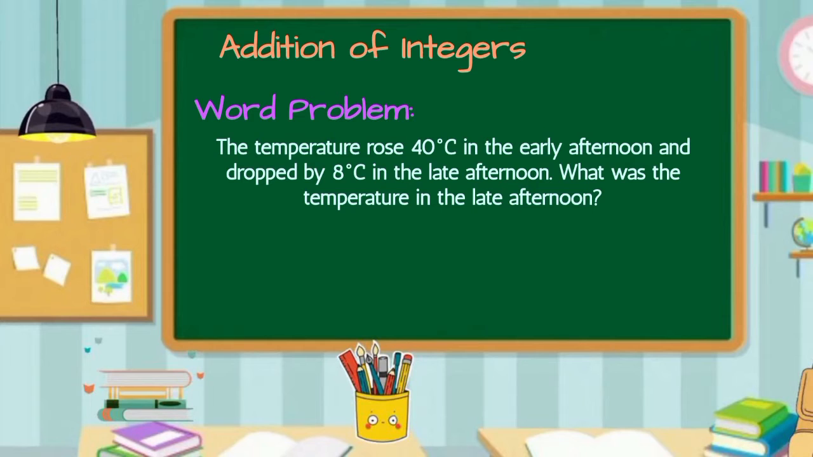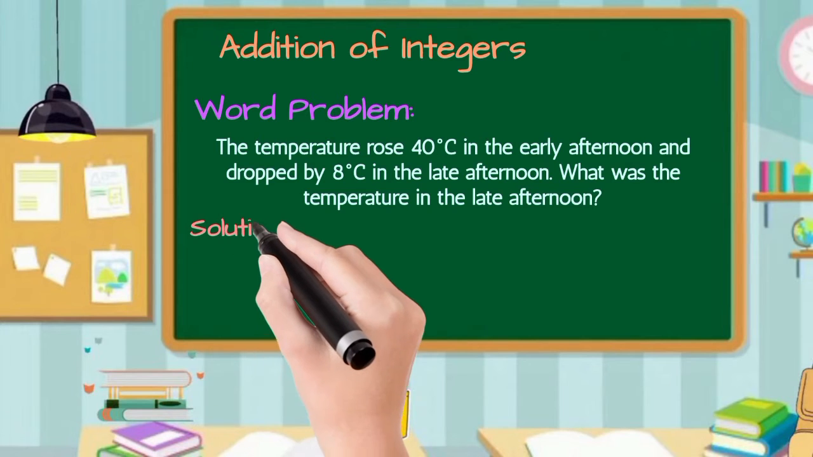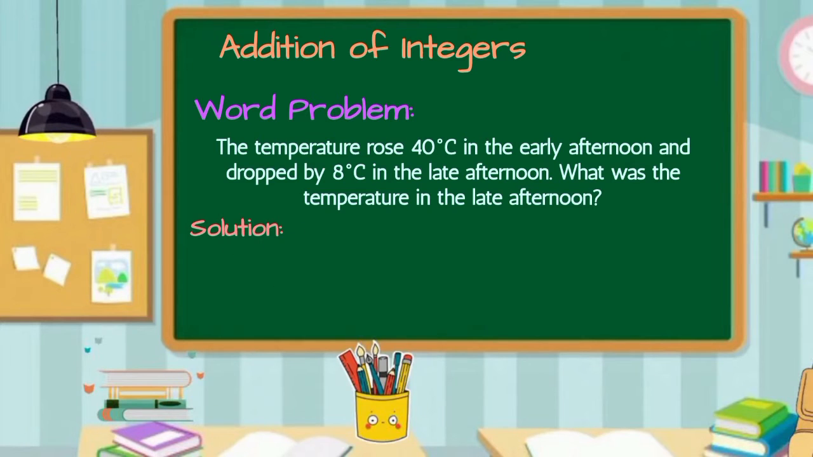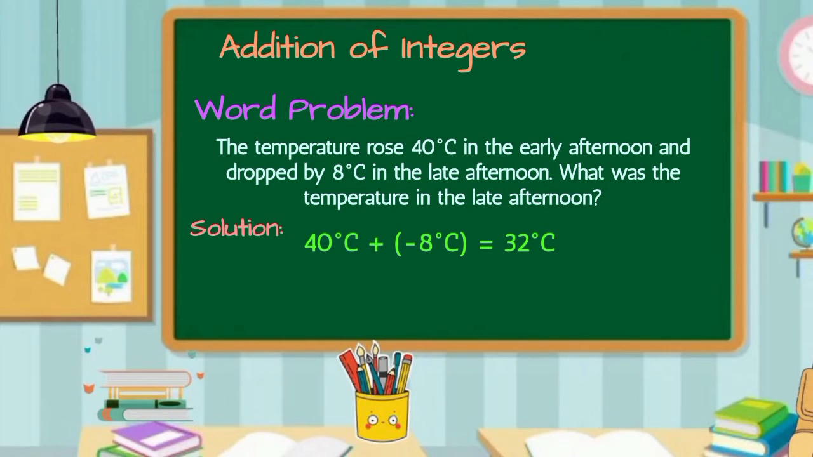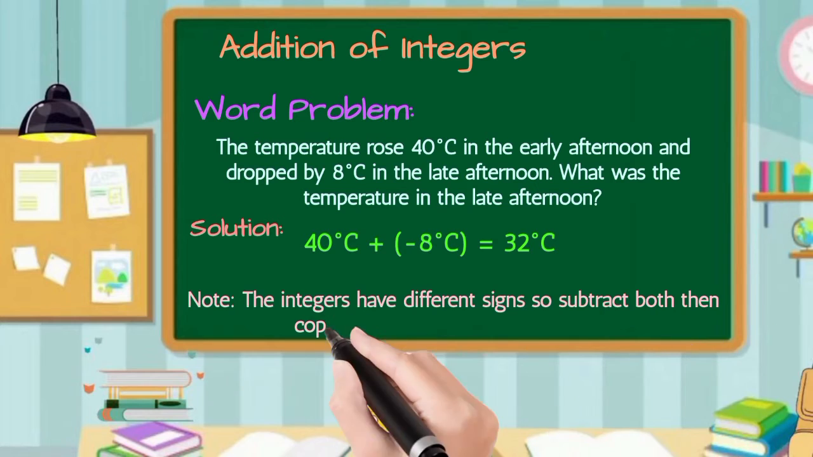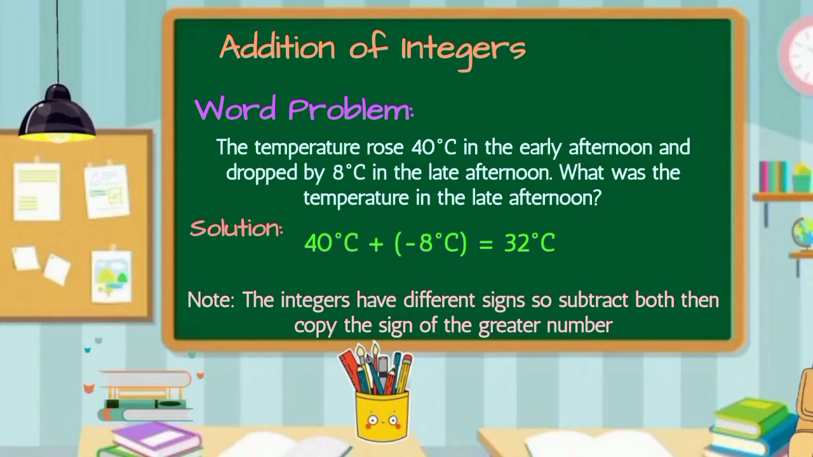For the solution, we add 40 degrees Celsius and the drop of 8 degrees Celsius for the late afternoon. So, 40 degrees Celsius plus -8 degrees Celsius is equal to 32 degrees Celsius. So we have come up with the answer. The temperature in the late afternoon is 32 degrees Celsius. Note, the integers have different signs, so we subtracted them, then copied the sign of the greater number.